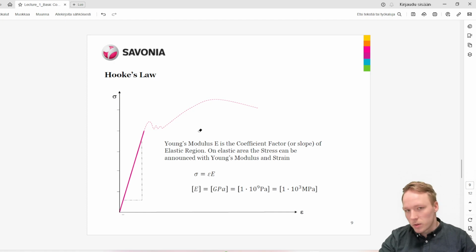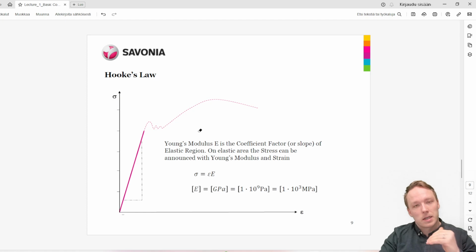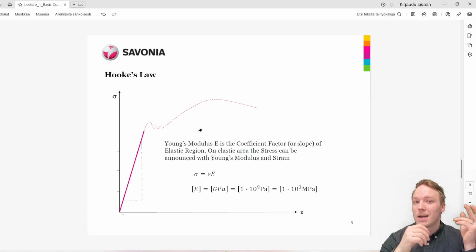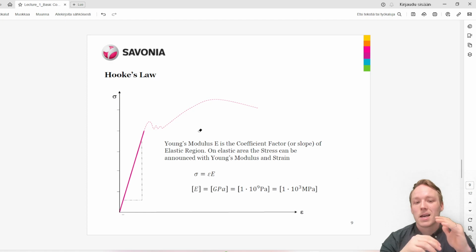What does the Young's modulus describe? Well, the Young's modulus describes basically the stiffness of the material. So the higher the Young's modulus, the stiffer the material is. In case of steel, like I mentioned, the Young's modulus is 210 gigapascals, and for aluminium, the Young's modulus is 70 gigapascals. So you can understand that steel has a Young's modulus 3 times that of aluminium, which means that steel is 3 times stiffer than aluminium.